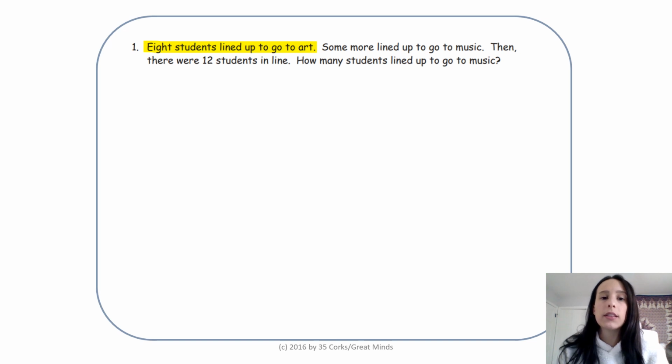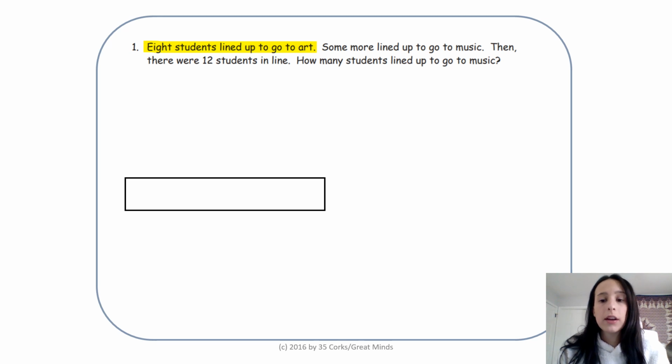8 students lined up to go to art. All right, so I know 8 students lined up to go to art. I'm going to put a tape diagram. So I'm going to just start with one tape diagram, not a double, because from reading it the first time, it sounds like it'll just be one. Well, I know 8 students lined up to go to art, so I can put in 8, and I can put in A for art. All right, so that's what we know first.